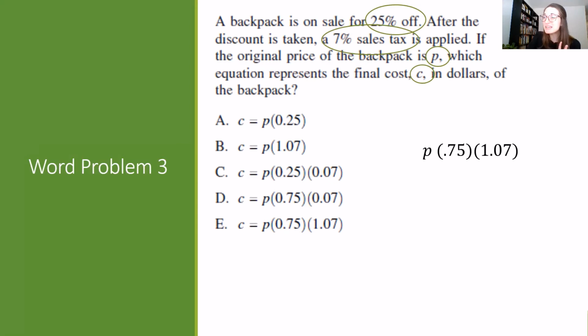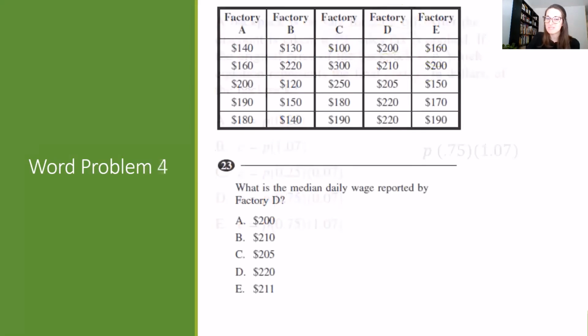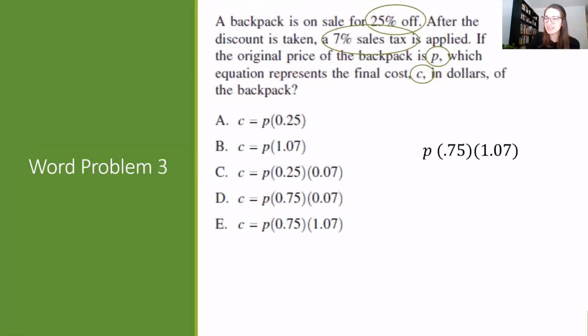This is a common type of problem. This is actually from an old HiSET test. And that sales tax piece will show up often. So if you can remember that 1 point and then the sales tax, that's going to be really key. So our final answer here is E.